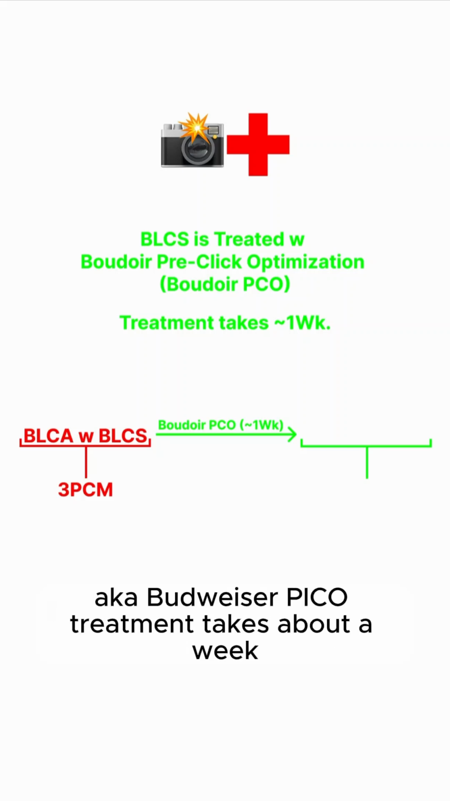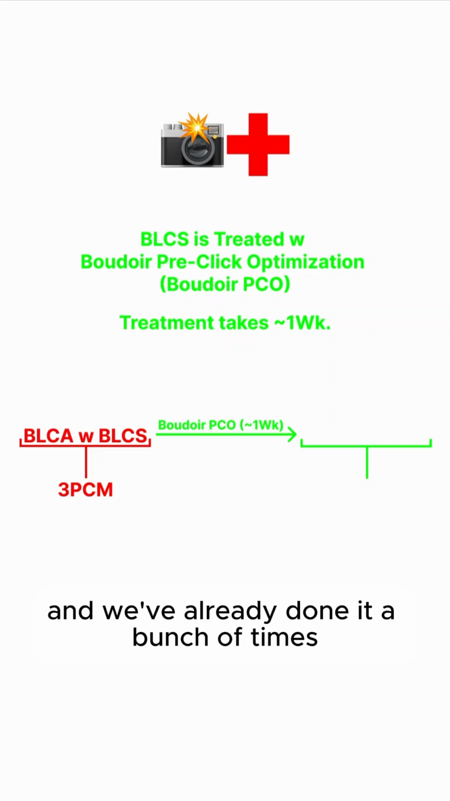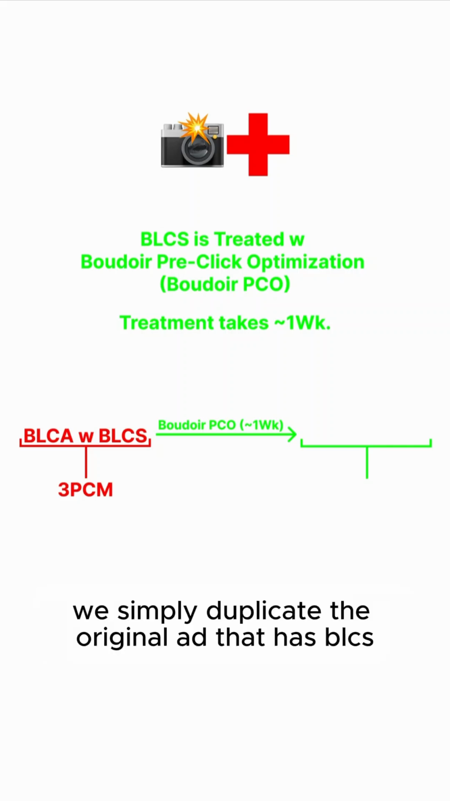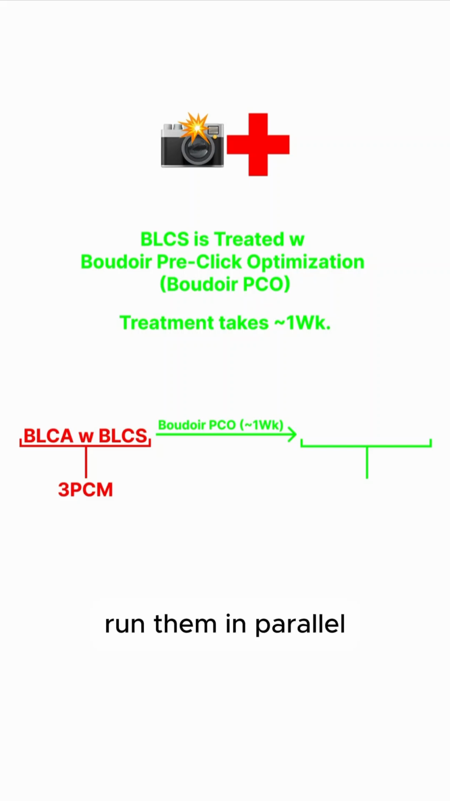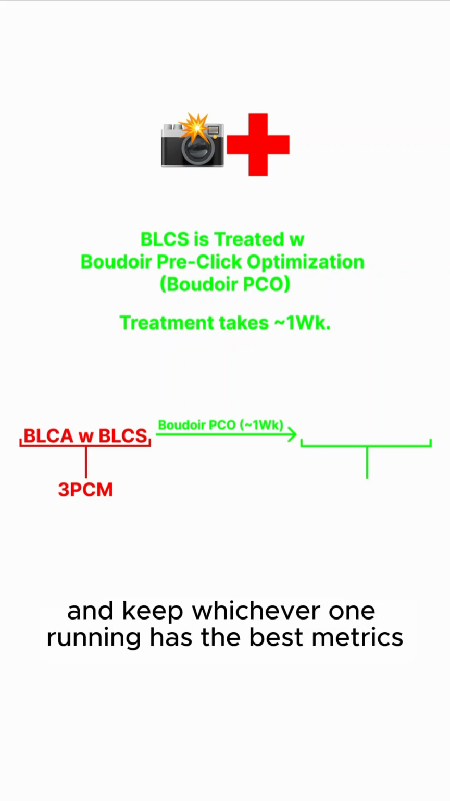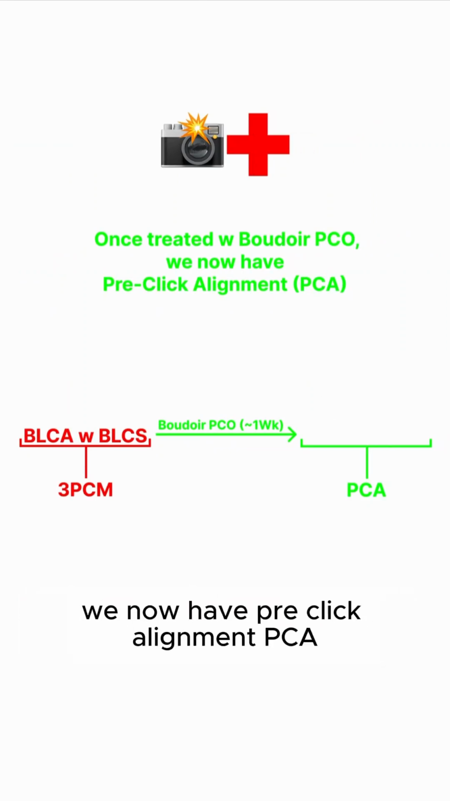Treatment takes about a week. We know this because we invented it, and we've already done it a bunch of times. We simply duplicate the original ad that has BLCS, and we treat the duplicated one with Boudoir Pico, run them in parallel, and keep whichever one running has the best metrics. Pretty simple. Now, once treated with Boudoir Pico, we now have pre-click alignment, PCA.